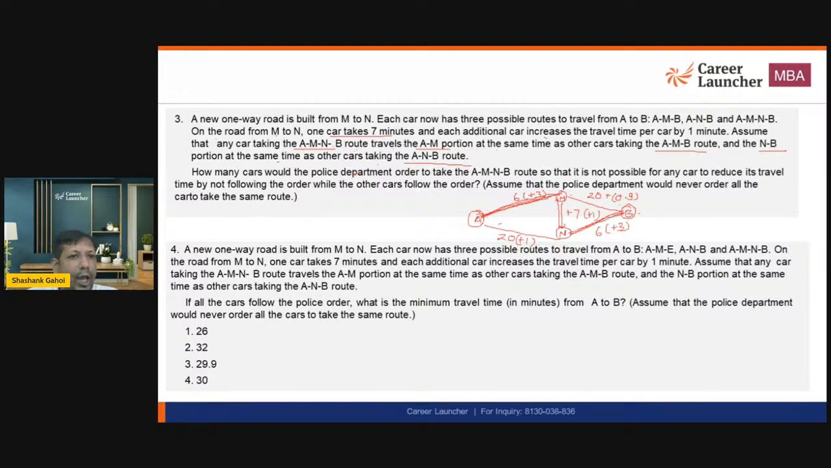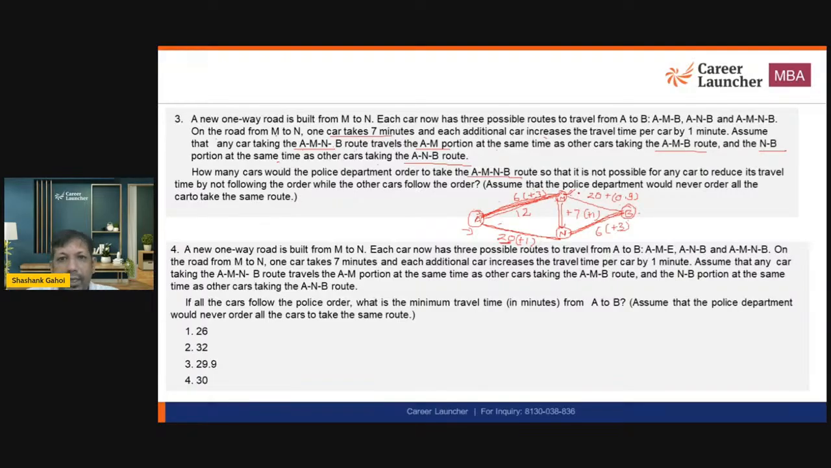Now, how many cars would the police department order to take the A and B route so that it is not possible for a car to reduce the travel time by not following the order? If I am sending one car from A to N, how much time is it taking? 20 minutes. If I am sending 3 cars from here to here, how much time will they take? 6 plus 3 plus 3, 12 minutes. So in 12 minutes, 3 cars are reaching M.